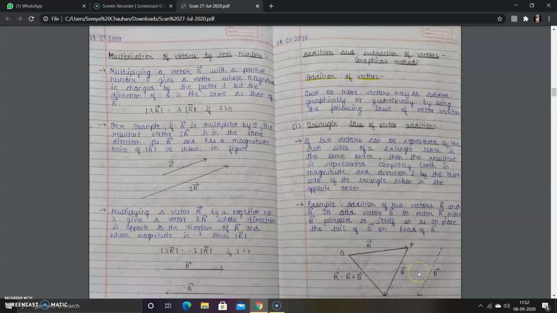We can shift this vector parallel to itself up to the head of a, so that the head of a vector will coincide with the tail of b vector. At point P, you can see that head and tail are coinciding. So the triangle law of vector addition, this method is also known as head to tail method.